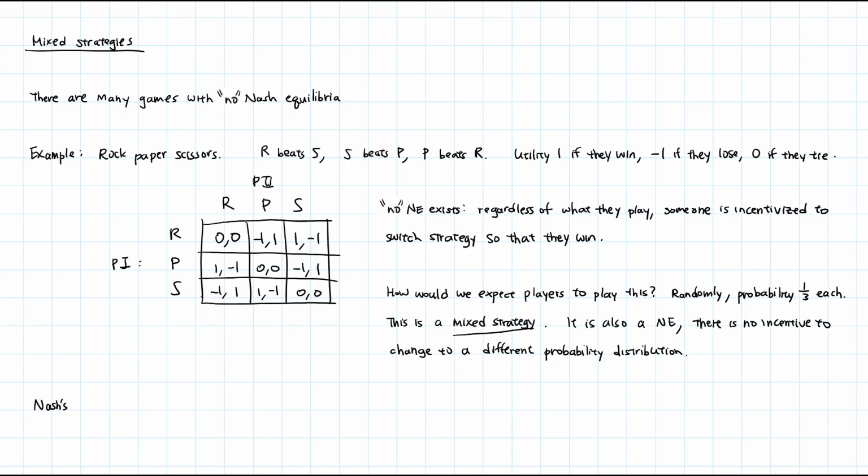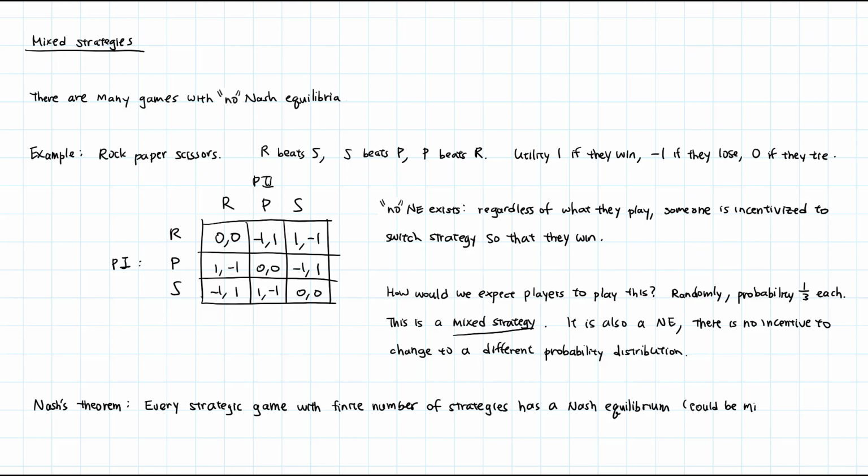Now, a famous theorem from Nash says that every strategic game with a finite number of strategies has a Nash equilibrium, which could be a mixed strategy. And we will see a sketch proof of this later. So that is our brief introduction to some of the main ideas in strategic games. In the next lecture, we'll discuss the formal definitions of Nash equilibrium and some related concepts.